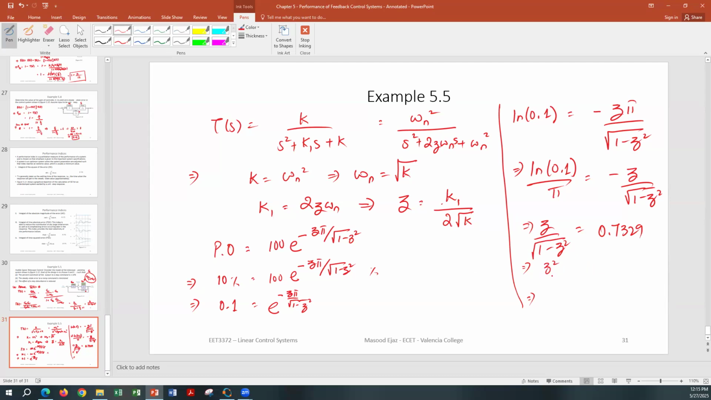And I'm going to divide this over here. This might be easier, or maybe not. Zeta square is equal to 0.7329 times 1 minus zeta square. And from this, zeta square is going to come out to be 0.3495. And zeta, only the positive value, is going to come out to be 0.5912.